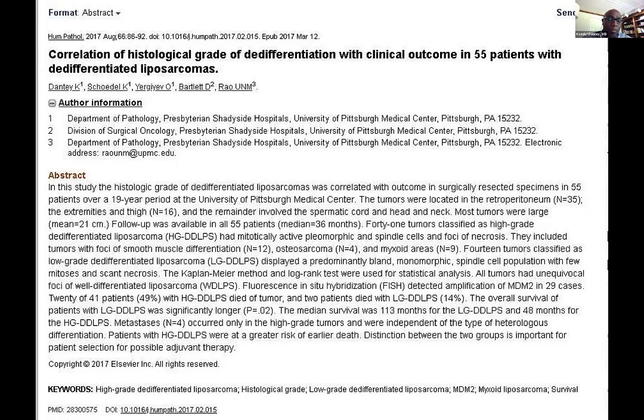So when I sign out cases of dedifferentiated liposarcoma, in the comment, I usually mention this, saying the non-lipogenic component is usually low-grade looking. There's no consensus on this. Some people in the literature, some people don't believe there's such a thing. I think it's a good practice to just document it in the comment.